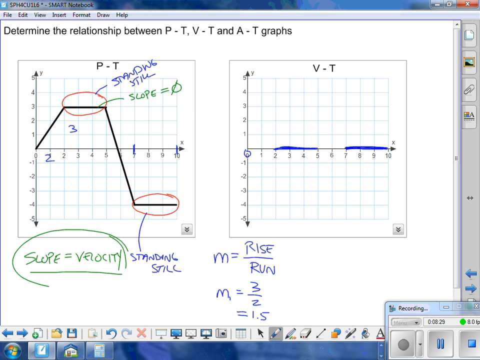So I go over here and I just draw in a horizontal line. I am going 1.5 meters per second from 0 to 2 seconds. Okay? It's just the slope. That's all I've done. All right? The slope of the other line.